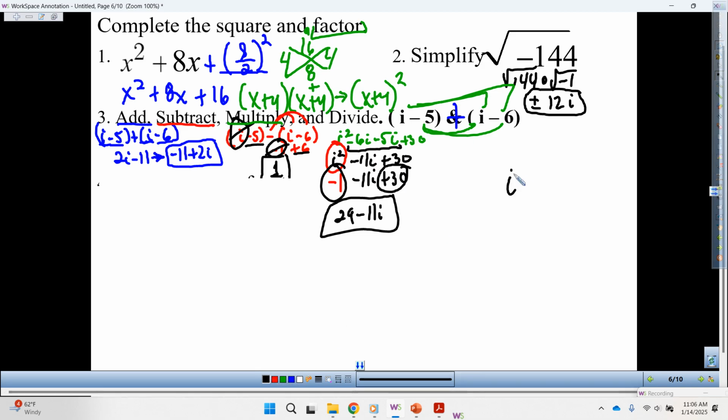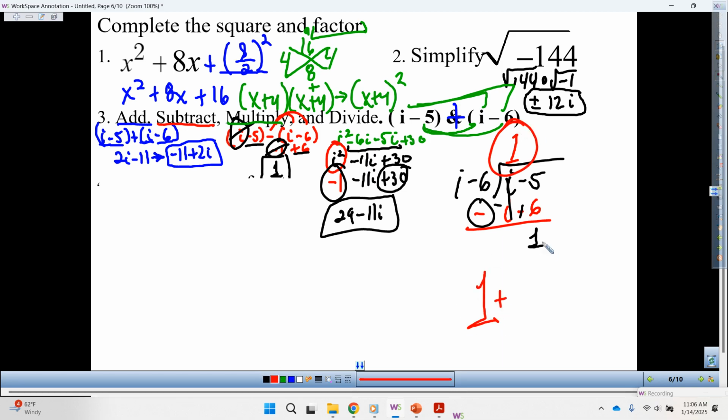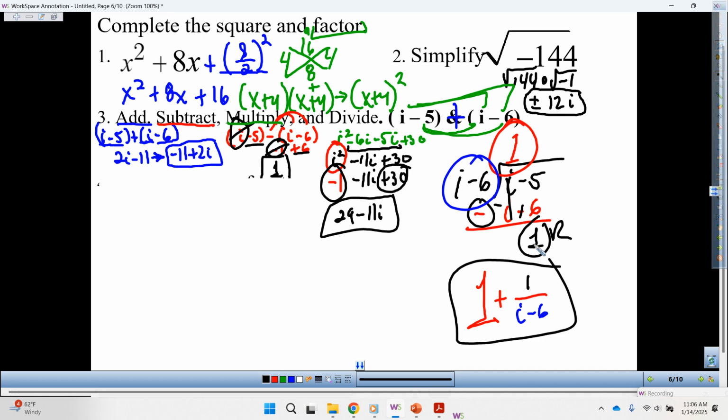Division, your favorite. i minus 5 divided by i minus 6. It fits in there one time. 1 times i is i. 1 times negative 6 is negative 6. Subtract. Distribute the negative here and here. The i's cancel. We're left with 1. Answer: 1 plus the remainder, which was 1, which is this one, over, what is our divisor? i minus 6. If you got that by yourself, some of you, okay, not bad.